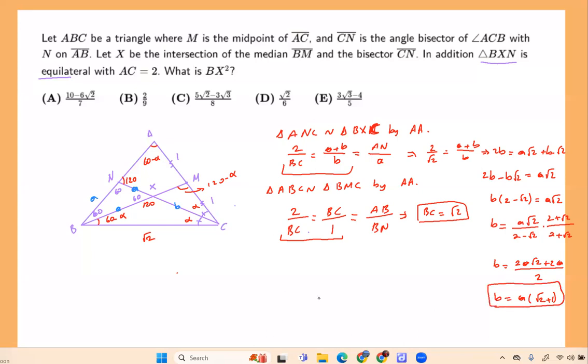So as a last step, let's try using now the law of cosine. And if you don't remember the law of cosine, it was like this.